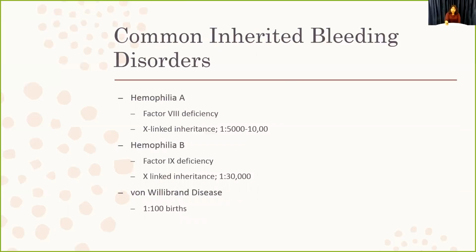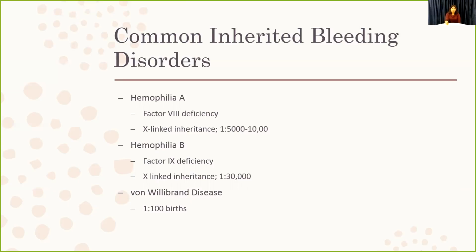So going into our more common inherited bleeding disorders, hemophilia A is a factor 8 deficiency. It's X-linked inheritance, and it's 1 out of every 5,000 to 10,000 people. Hemophilia B is a factor 9 deficiency. It's also X-linked inherited, and it's 1 in every 30,000. Von Willebrand's disease is our most common inherited bleeding disorder, and that's 1 out of every 100 births.